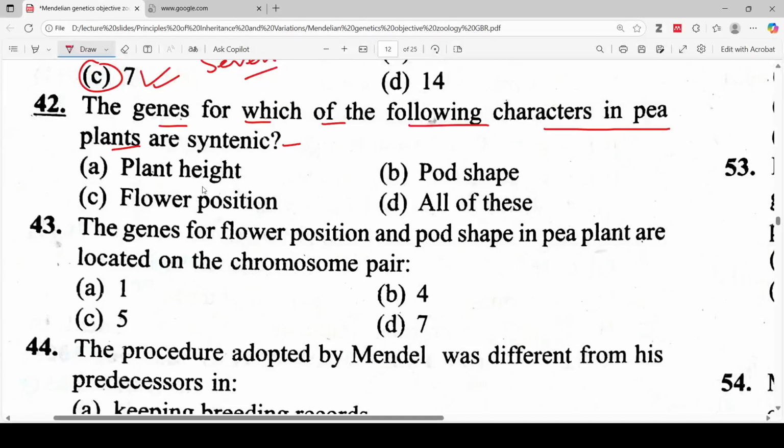The genes for which of the following characters in pea plants are syntenic? The options given here are: plant height, flower position, pod shape, and option D, all of these. So the correct answer is option D. Next question.